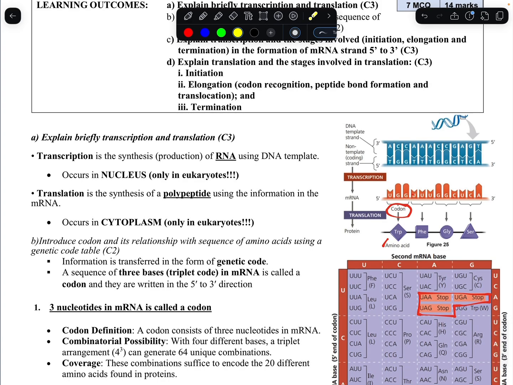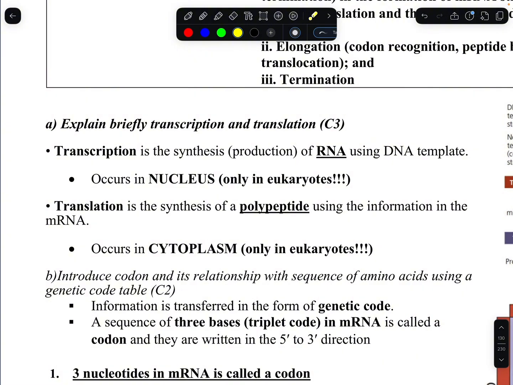I think I've told you in our online lecture before, but transcription is all about synthesis. Okay, if you do not know what's the meaning of synthesis, it is a production. Kita mahu buat RNA. Kamu boleh juga tulis mRNA. So we want to produce mRNA using what? We're going to use our DNA template.